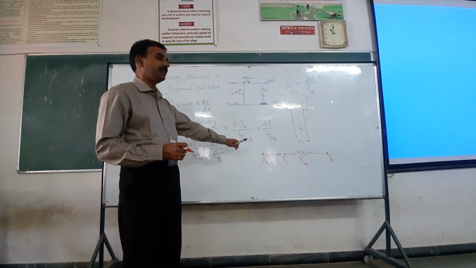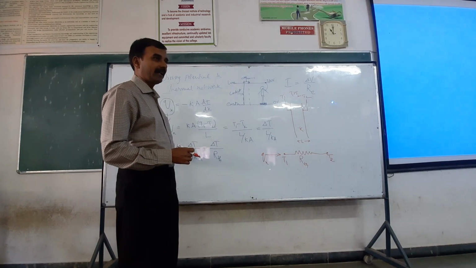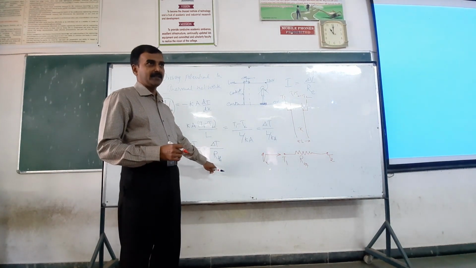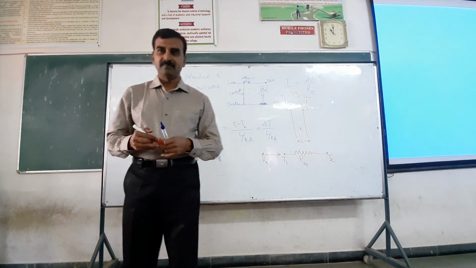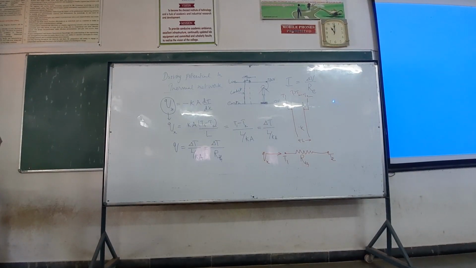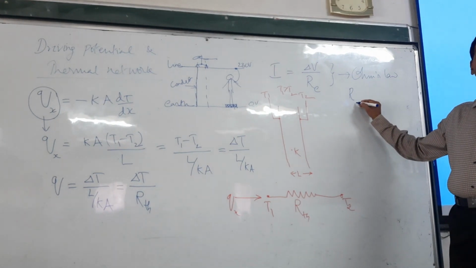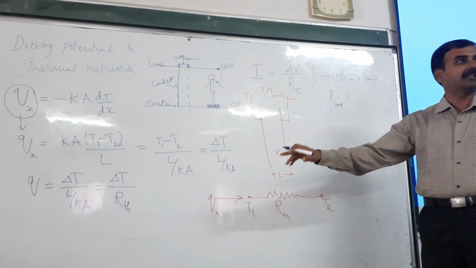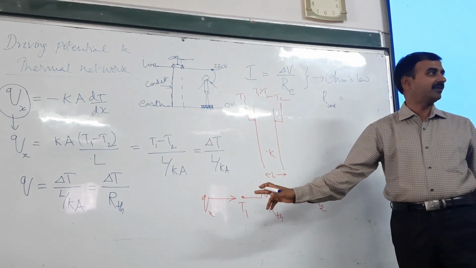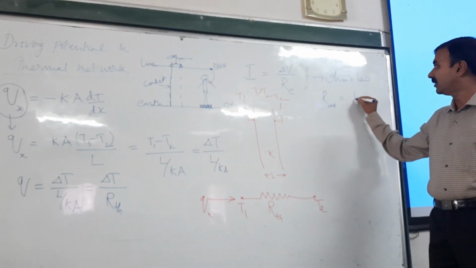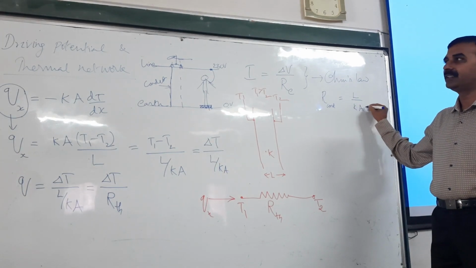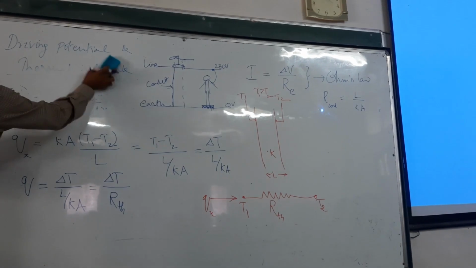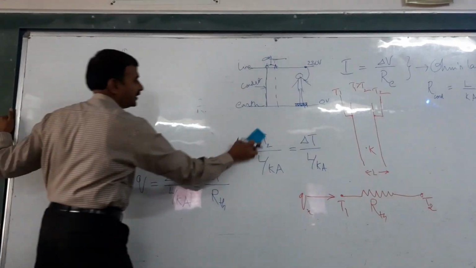So now the equation becomes: rate of heat transfer is equal to temperature difference divided by resistance. In this case, it is conductive resistance, right? Resistance offered to the conduction heat transfer. So it is L by K. Now if it is convective heat transfer, apply the same concept.